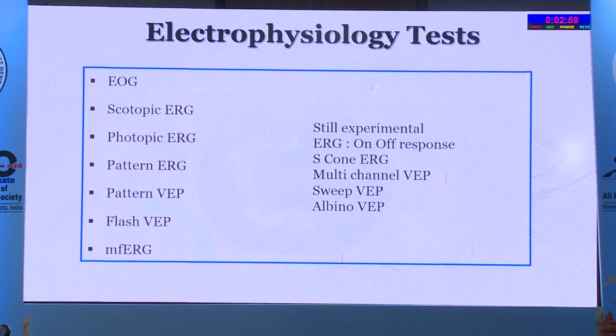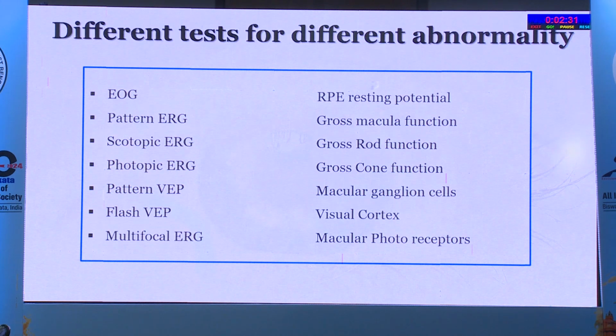This is the list of the electrophysiology tests that we do. It is electrooculogram, scotopic ERG, photopic ERG, pattern VEP, flash VEP, and multifocal ERG. Some other tests which are in the experimental stage are ERG on-off response, S-cone ERG, multi-channel VEP, sweep VEP, and albino VEP. They are also in the pipeline.